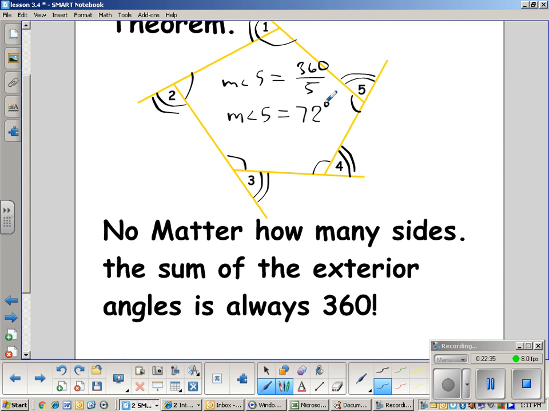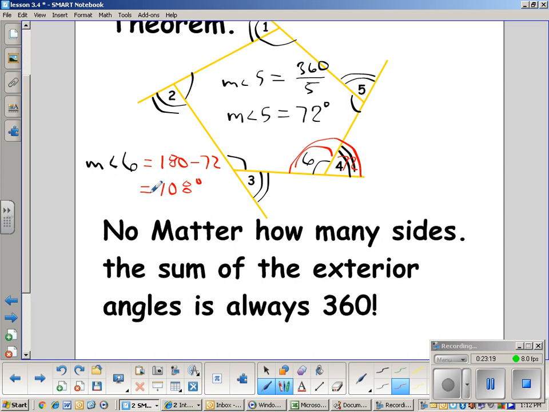Now, if the question was, what's the measure of angle 6? We could find the sum of all the interior angles, remember? 5 minus 2 times 180. But Kayla, what's an easier way? Oh, I just did 180 minus 72. Yeah, because these two angles add up to what? 180. If this one is 72, then this one's going to be 180 minus 72, or 108 degrees. Okay? 108 degrees.